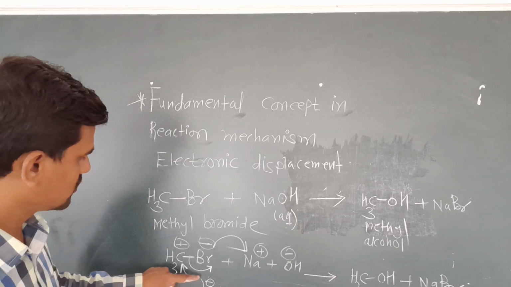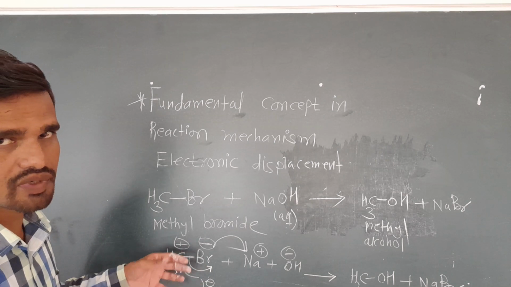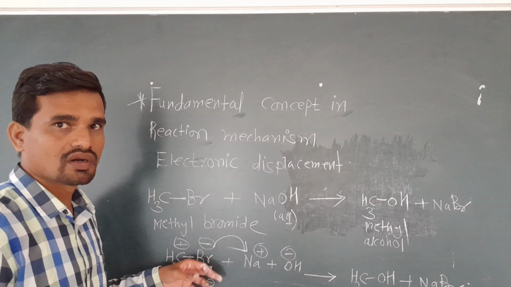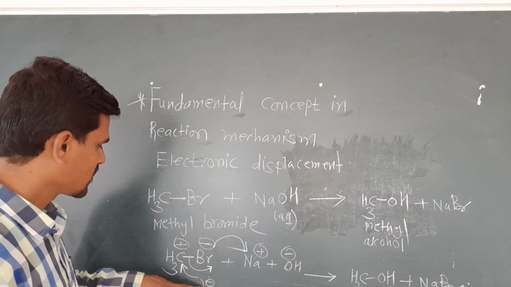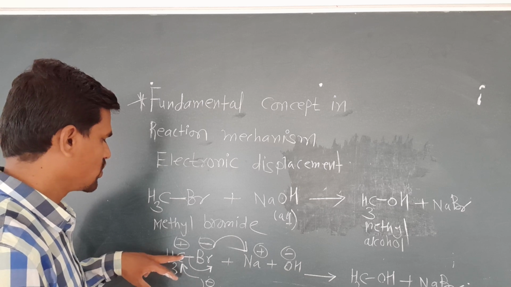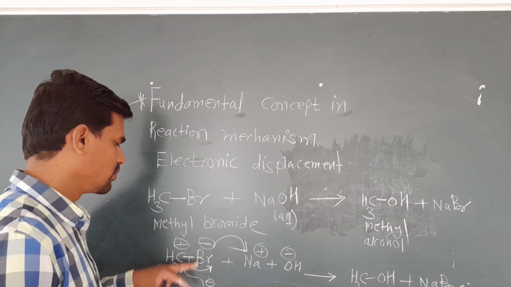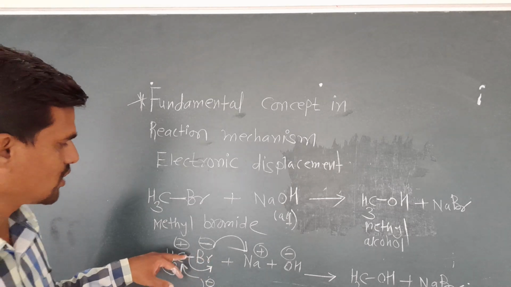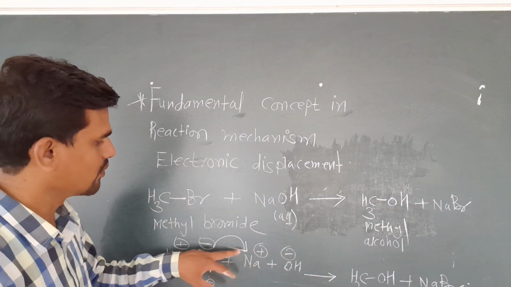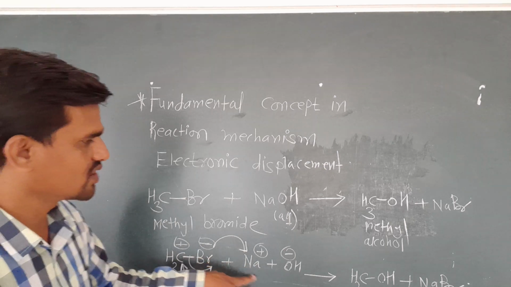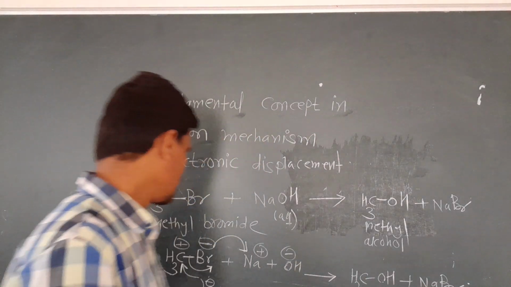This arrow indicates the electronic displacement, how it is done in this reaction. This OH attacks the carbon atom because the electron density on this carbon atom is less, and the bromine atom is removed. This bromine atom leaves with the electron pair, and this bromine is attached with sodium plus. So there is formation of sodium bromide in our reaction.